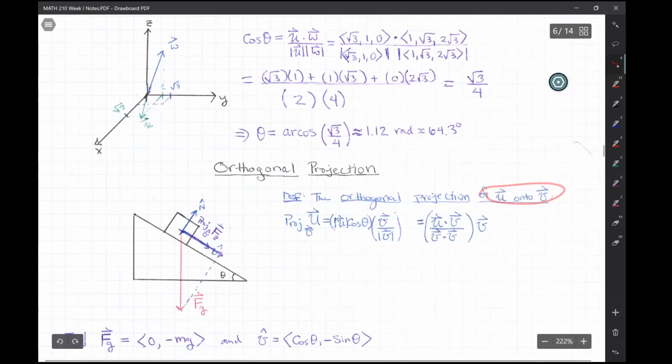Okay, notice that the projection of u onto v is not the same thing as the projection of v onto u, because they point in different directions and even have different magnitudes, and so it's not a kind of commutative thing.